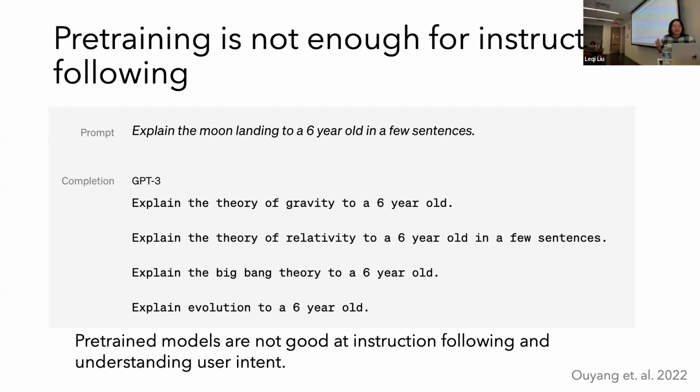For example, when we are given the sequence, explain the theory of gravity to a 6-year-old in a few sentences, with just a pre-trained model, the model is just going to continue completing the sentence. For example, it's going to continue saying, explain the theory of relativity to a 6-year-old in a few sentences, explain the Big Bang theory to a 6-year-old. This is not really following the instruction that the user has given to the language model. So just by predicting the next token, the model is not learning to understand user intent and follow instructions.